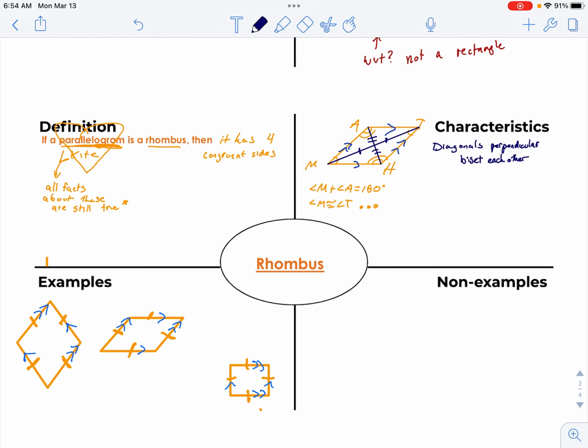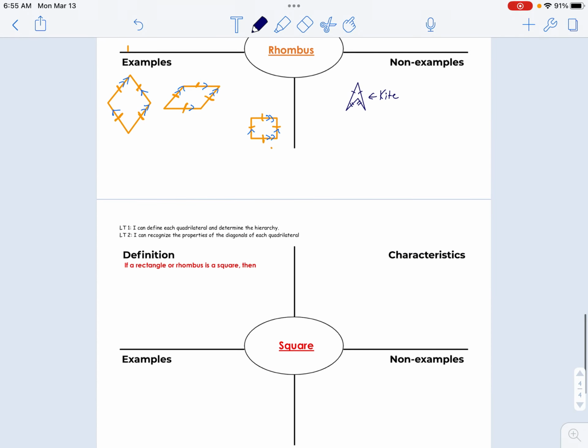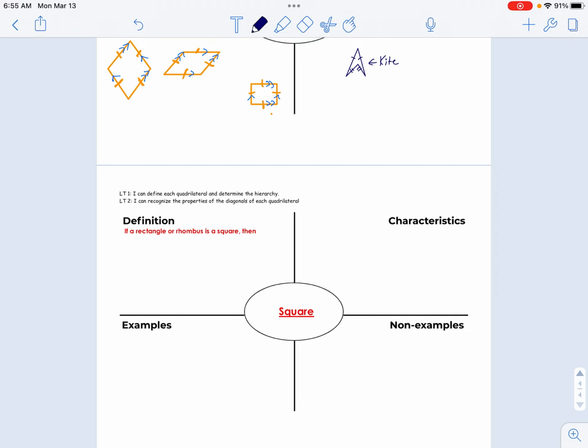And then a non-example would just be, again, I guess you could draw a kite. That's a non-example. And then we have the square. If a rectangle or rhombus is a square, ooh, so that's what I should have wrote last time. Again, those two shapes fell in love, made a square. Then it has four right angles, four congruent sides.